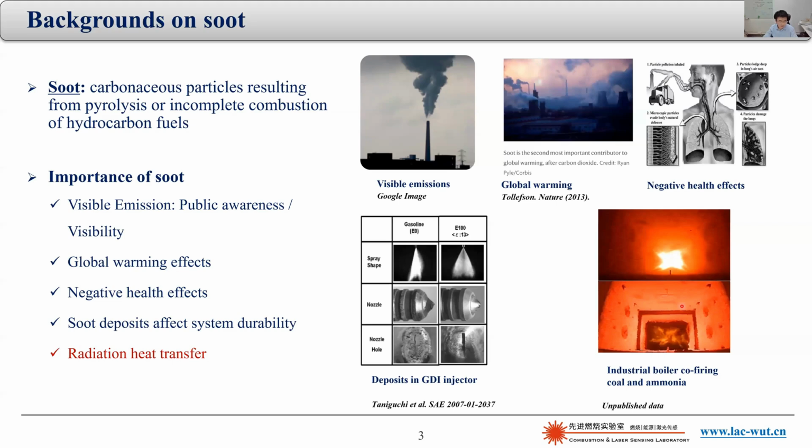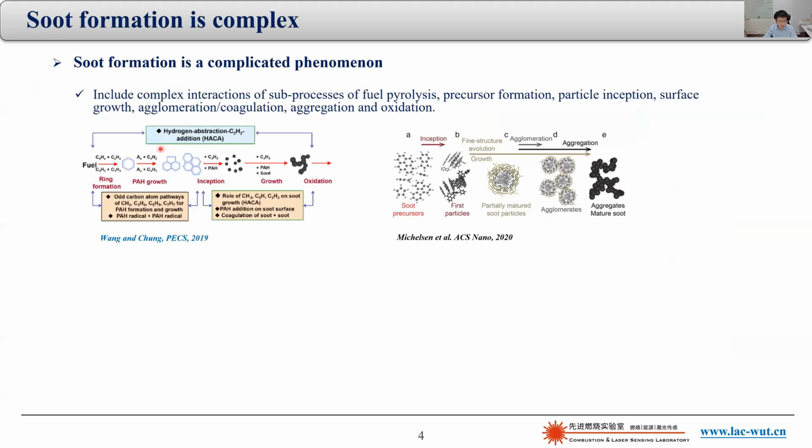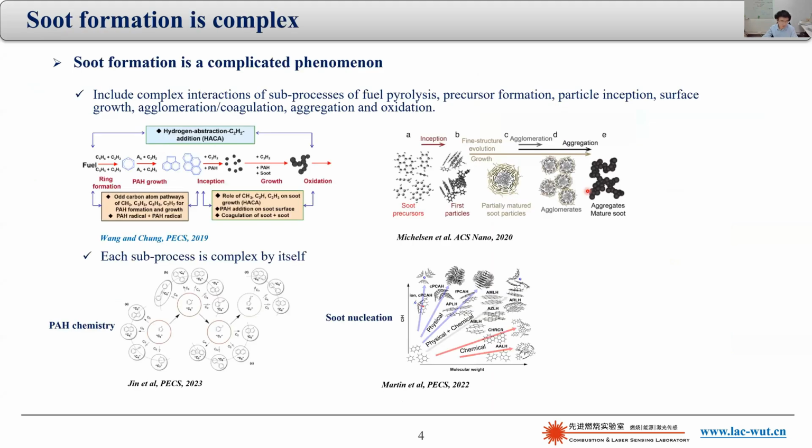And to make things worse, each of these sub-processes is also complex by itself. So here I give two examples: one of them is PAH chemistry, and the other one is soot nucleation. There are a lot of unknown details about these processes.